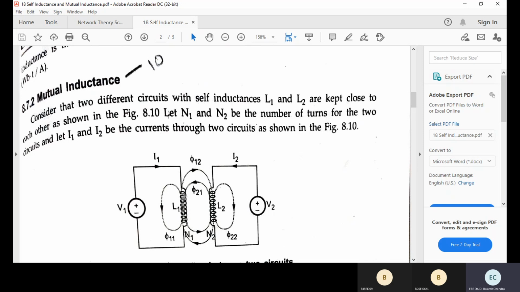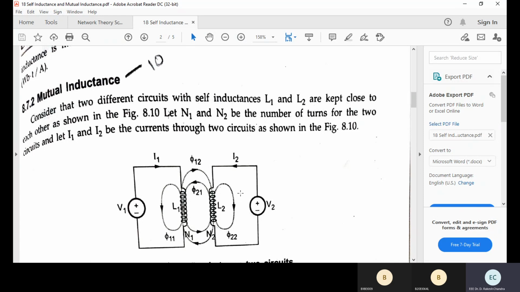The current flows through coil 1. First of all, the flux produced in coil 1 itself is phi 11, and the inductance developed in coil 1 is L1. So your L1 is equal to N phi by I, that is N1 phi 11 by I1. Here the flux linkage in coil 1 itself is phi 11 and the current through coil 1 is I1.